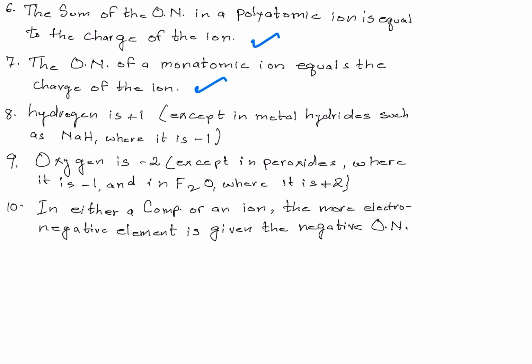Number 9, oxygen is minus 2, except in peroxides where it is minus 1 and in F2O where it is plus 2. Number 10, in either a compound or an ion, the more electronegative element is given the negative oxidation number. So these are the 10 rules that are used to find out the oxidation number. Now let us do some examples to understand oxidation number.